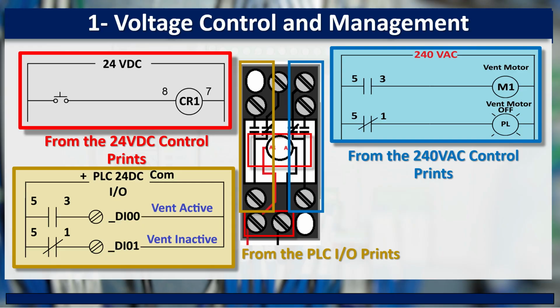The second set of relay contacts is wired to the PLC input circuit in the same way. The PLC's 24 VDC supply is connected to common terminal 5. Terminal 3 is wired to one PLC input, indicating vent active, and terminal 1 is wired to another input, indicating vent inactive. I should add a caution.